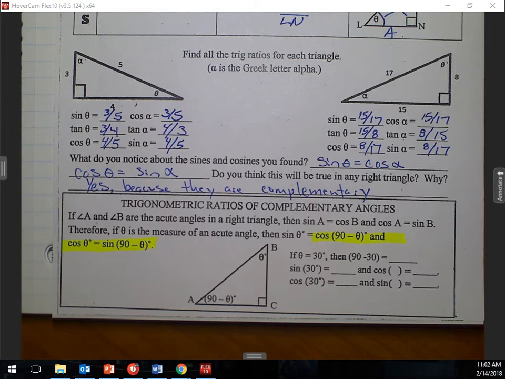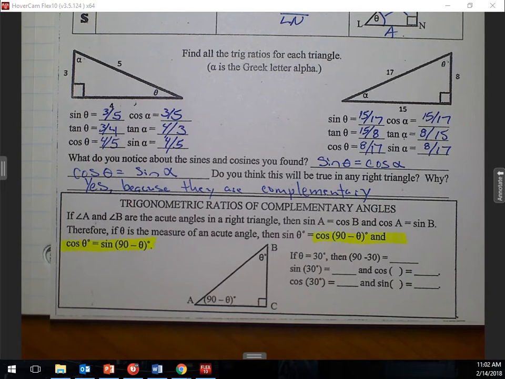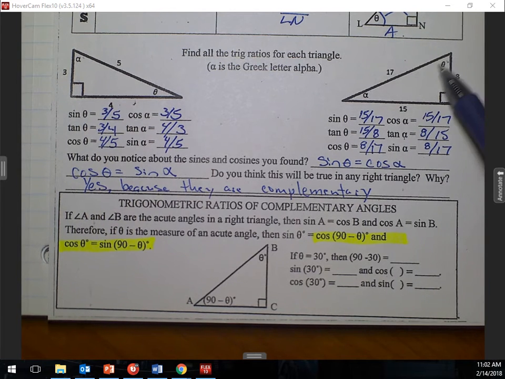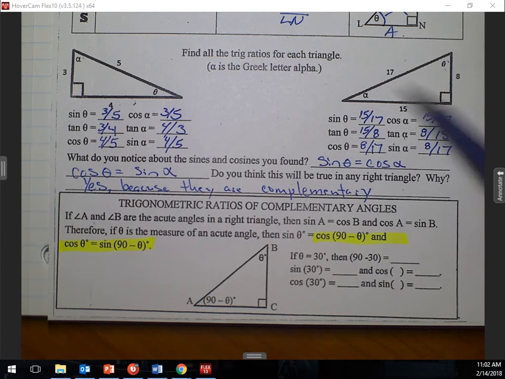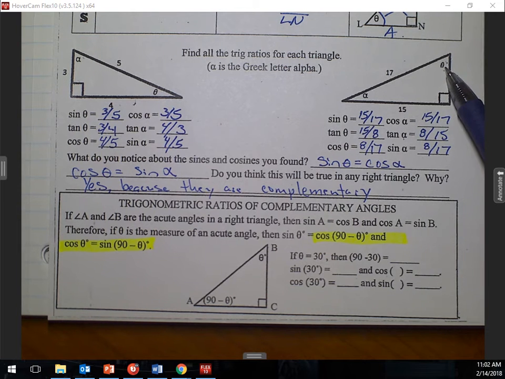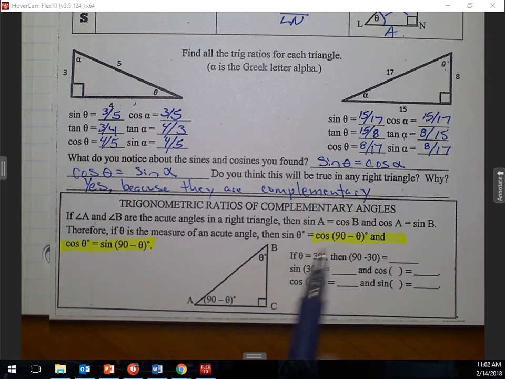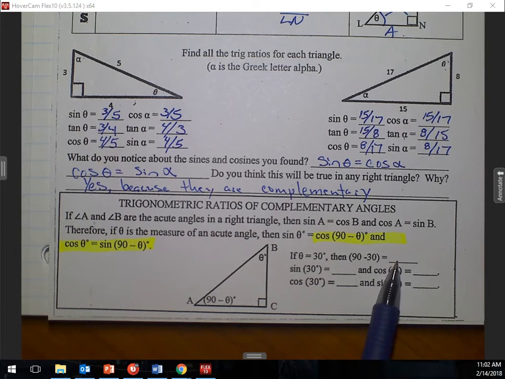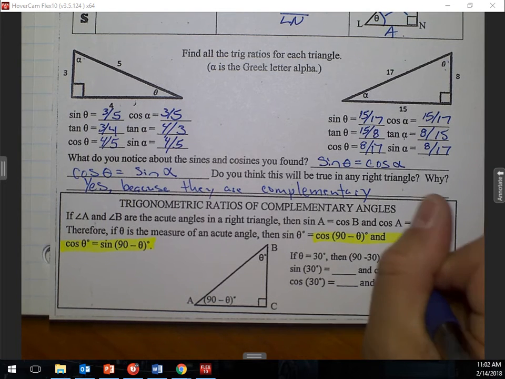So, if theta is 30, and they're complements of each other, that means that together they have to add up to 90. So if this one here is 30, it's the same as saying 90 minus 30, so my other angle would be 60.